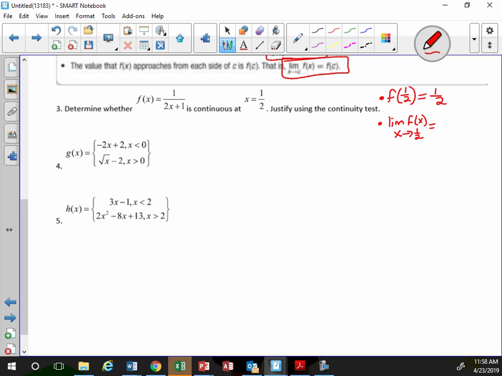Without looking at the graph? No, there's no evaluating the limit part on... You can look at the graph. You can certainly look at the table if that's easier for you.